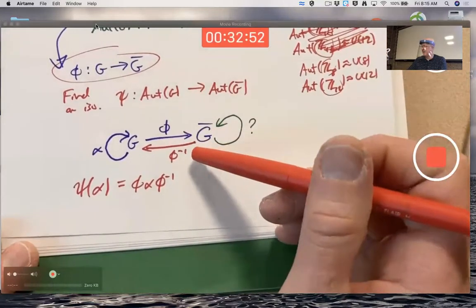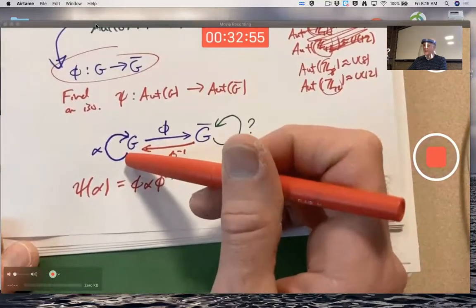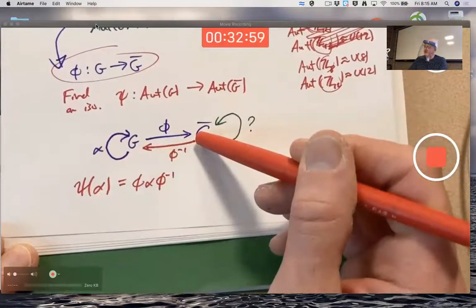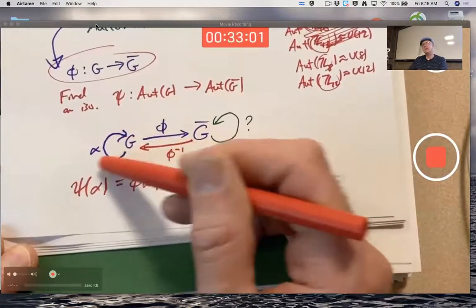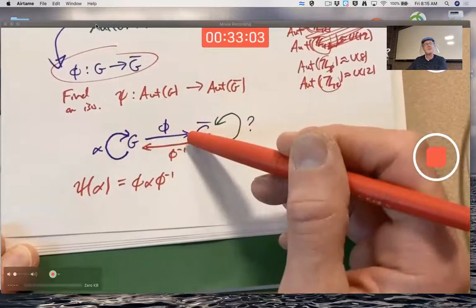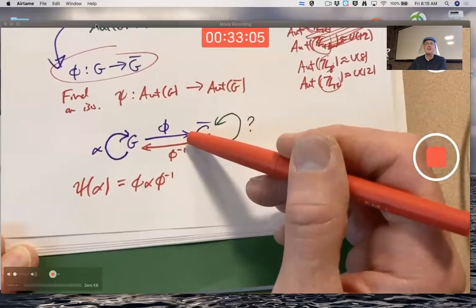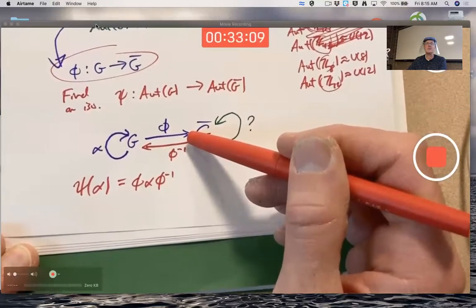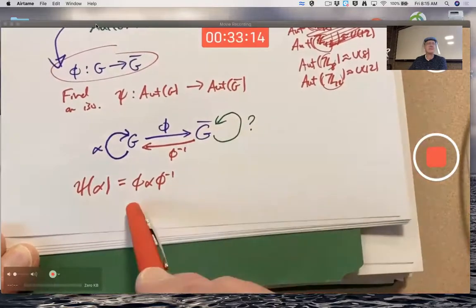I mean, I could go more complicated. I could say, okay, I'm going to map phi inverse. Then I'm going to map alpha 7 times. Then I'm going to map phi, and then I'm going to map phi inverse. Then I'll map alpha 13 times, and then come back and map phi again. I could do something like that. And I guess that could be an isomorphism as well. I guess it would have to be, actually. But this is the simplest thing to think of.